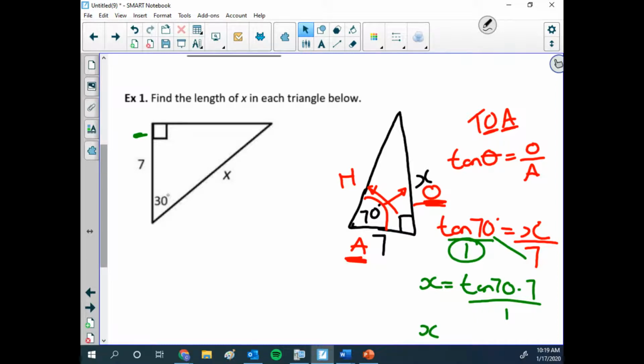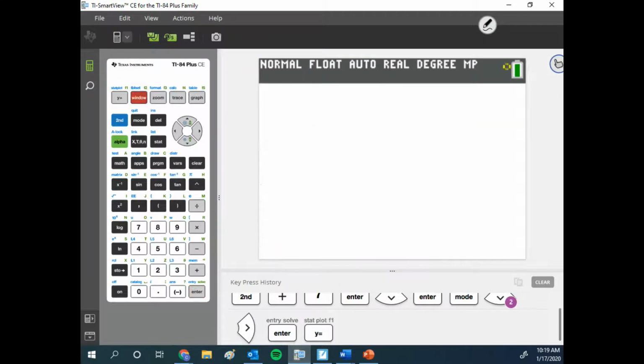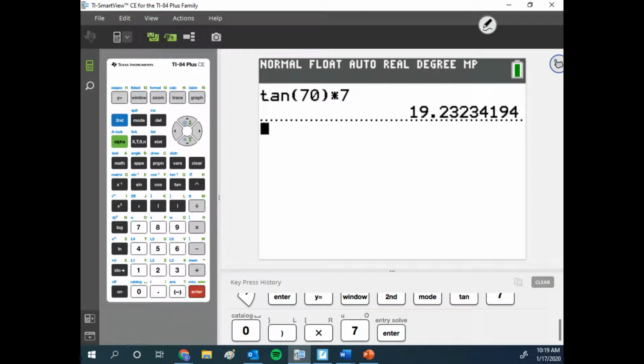If I'm typing that in on my calculator, so tan of 70, make sure you close that bracket. You have to go tan, 70, bracket of that angle. Then I'll take that and times it by 7. So that side length is 19.2, whatever my units are.